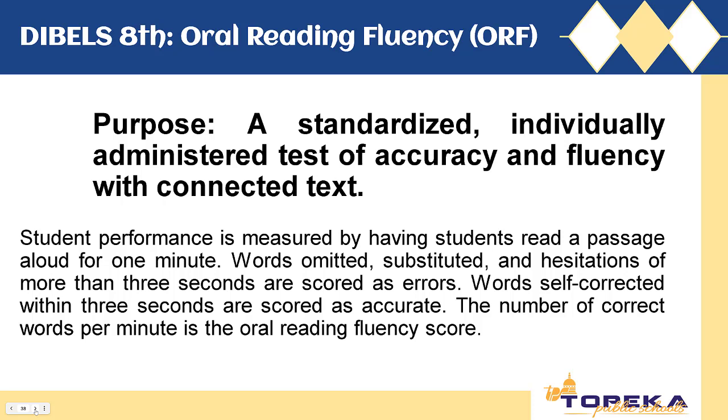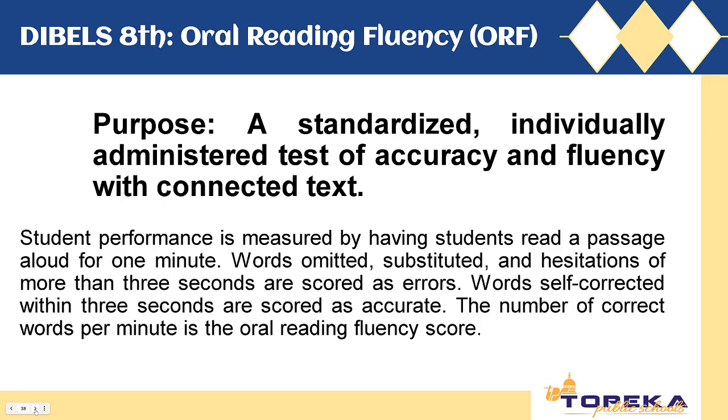The final subtest within the DIBELS 8th edition is the Oral Reading Fluency, or ORF for short. In this subtest, the student will read for 1 minute. He or she will read a passage with connected text. Omitted words, substituted words, and a hesitation of 3 seconds are scored as errors. If the student self-corrects the word within 3 seconds, it is scored as accurate. The student's score is simply the number of words read correctly in 1 minute.